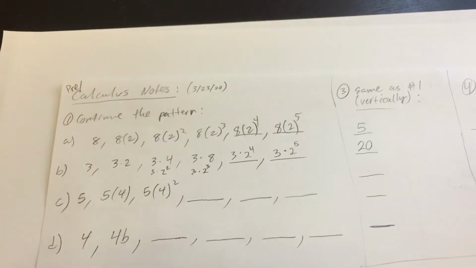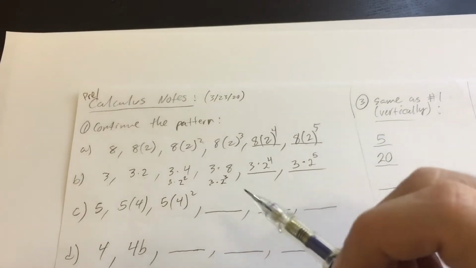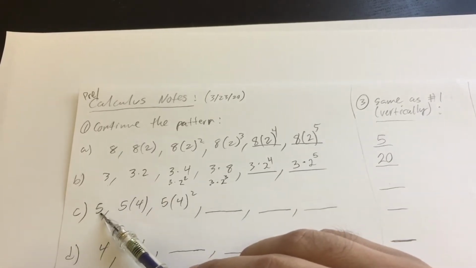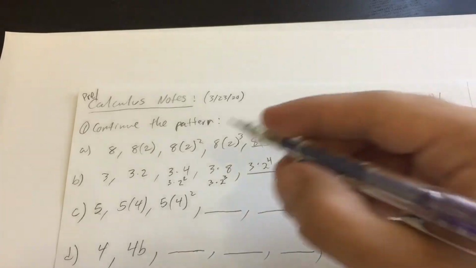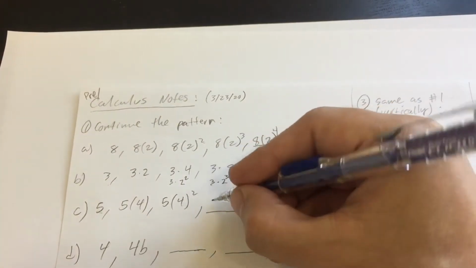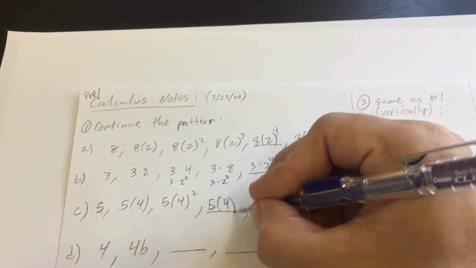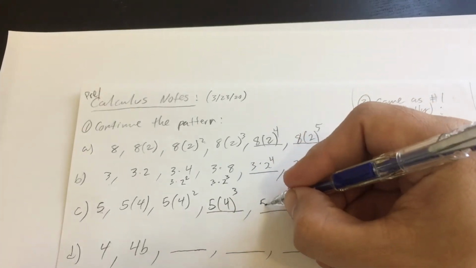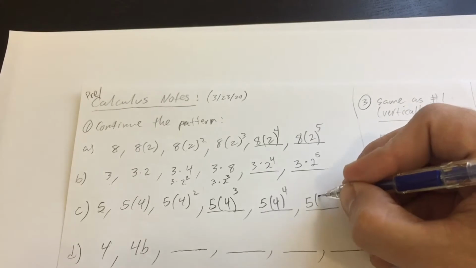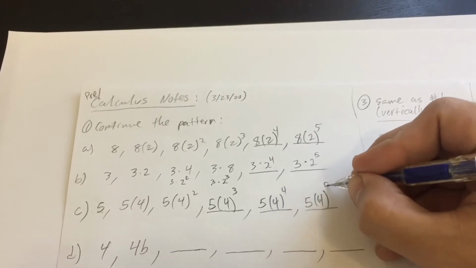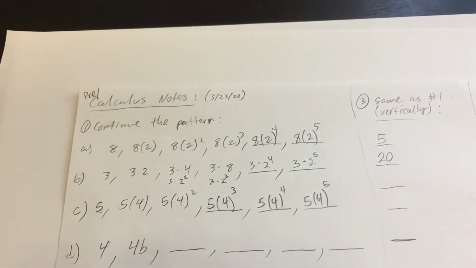Okay, let's use exponential form. Might be a little bit easier to represent. So first term is 5, then it's being multiplied by 4. Then that 5 gets multiplied by 4 2 times. Then the next one is 5 multiplied by 4 3 times. Then it's 5 multiplied by 4 4 times. And then very easy pattern to follow. Alright, there's the exponential form.